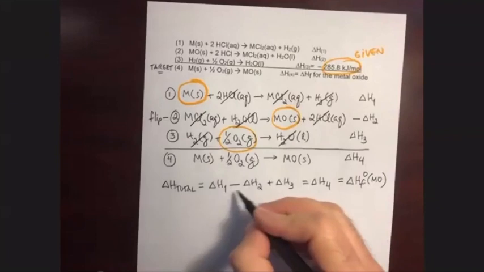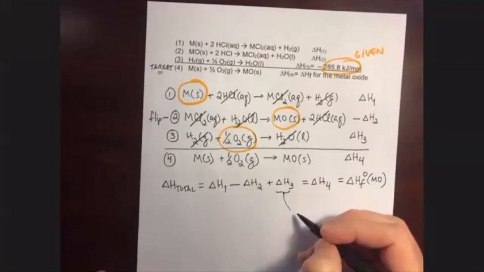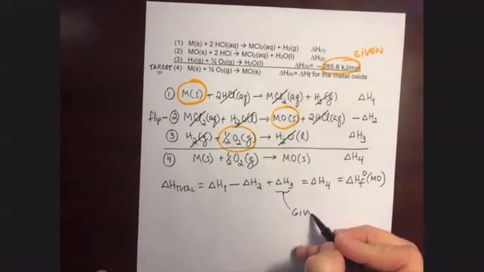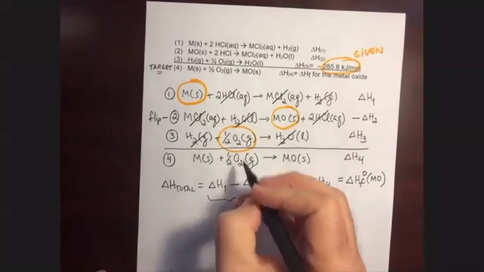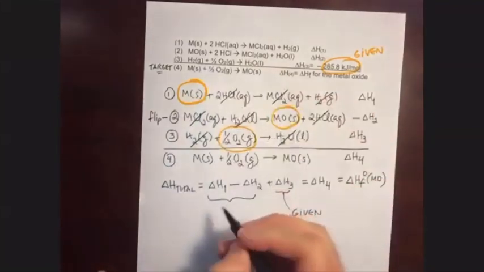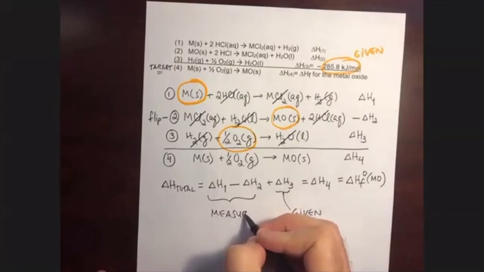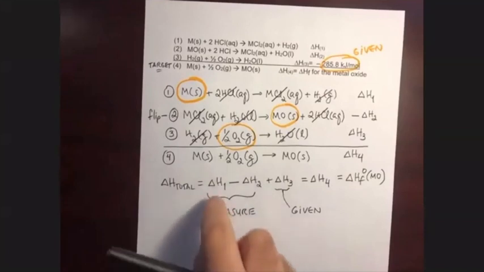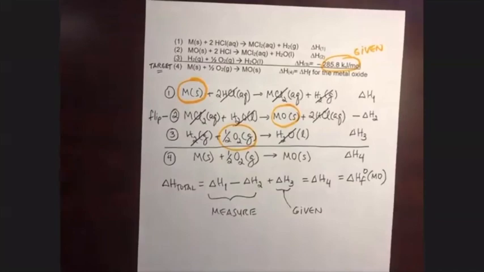Now, what about these values? Where do we get them? Well, delta H3 is the heat of formation of water, which is given to us, so we don't have to measure that one. The ones that we're interested in are the heats of the reactions of the metal with HCl and the metal oxide with HCl. So these are the ones that we are going to have to measure. And that is essentially the procedure for today. This is what our lab is about. How do we find the enthalpies of these reactions? To do that, we're going to use a calorimeter.